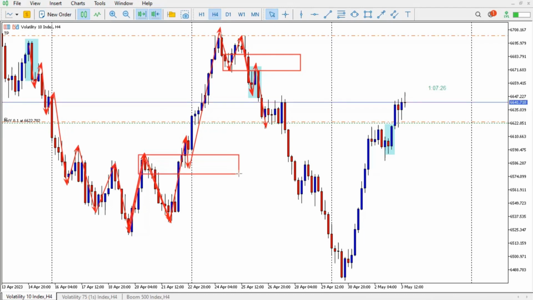So when the market broke it up like this, what do you expect? You expect that the market will return back into it, right? Return back into it and buy up. So that is how you trade. So when you see this type of thing at a bottom, it shows the market is about to go up.